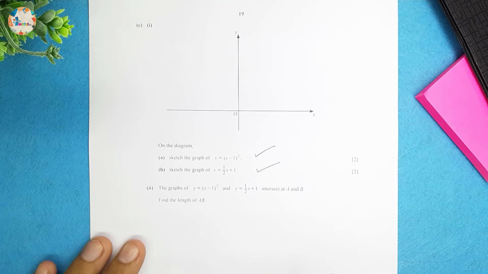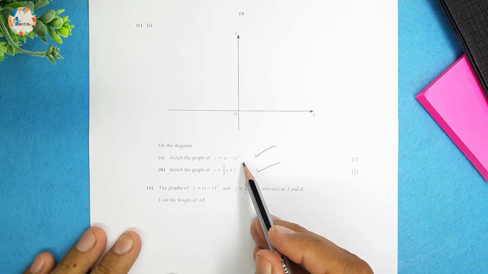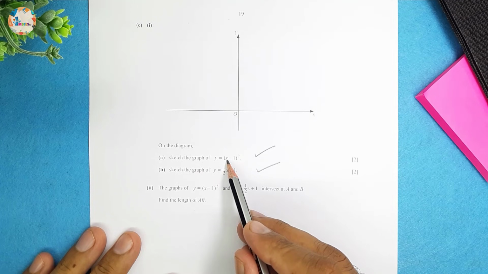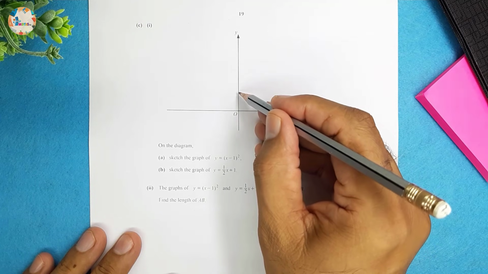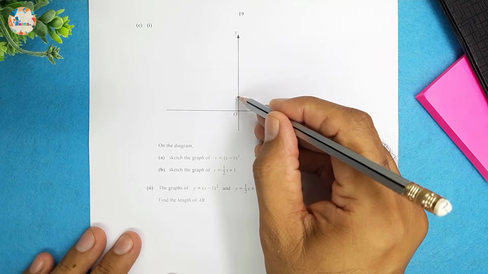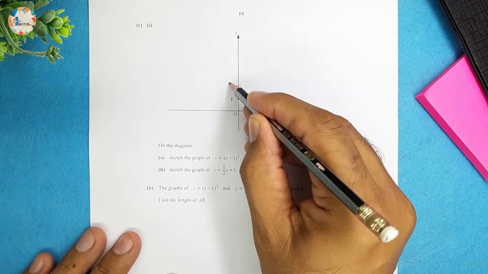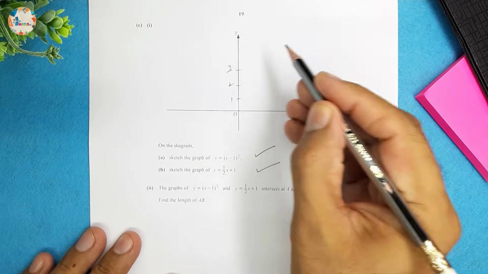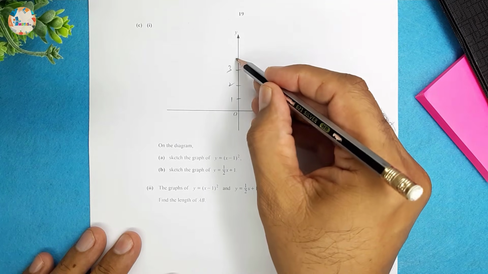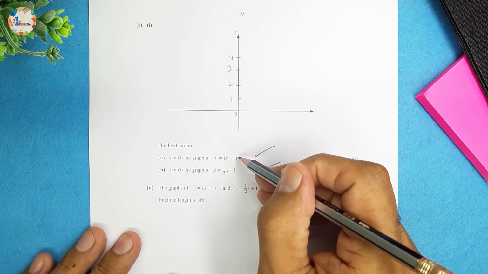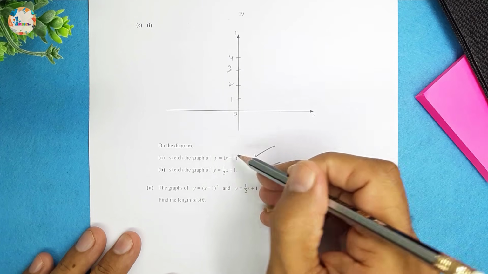So to sketch this graph y is equal to (x minus 1) squared, we can put x is equal to 0 and y will be equal to 1. So we can take this one as y is equal to 1 for example, and 2 here, 3 here, like that. So 3 and 4.